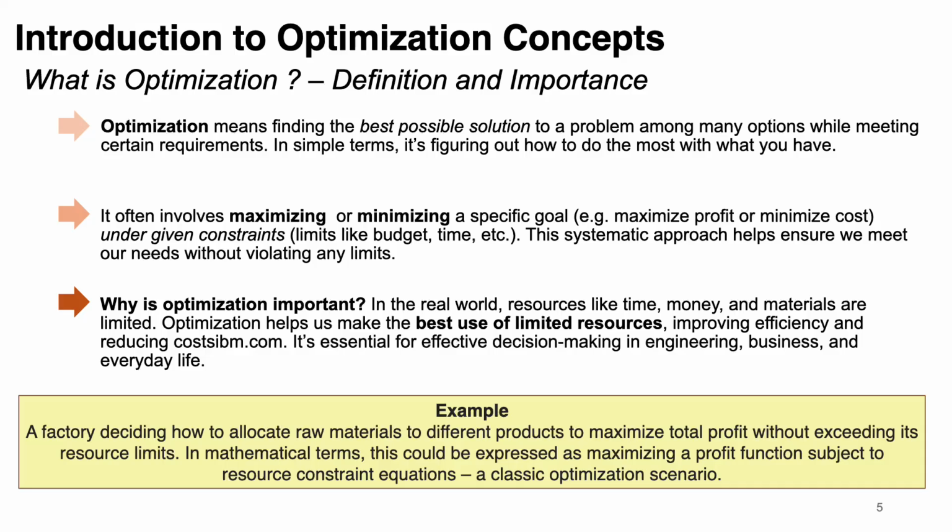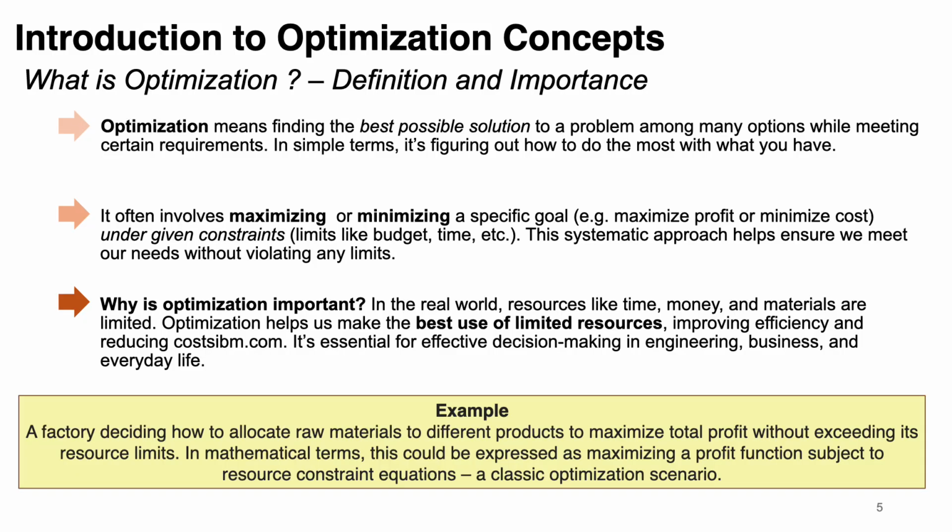This usually manifests in two ways. We are either maximizing something positive like total profit, output, or efficiency, or we are minimizing something negative like cost, waste, or risk. Why is this so vital? Because in the real world, we live in a state of scarcity. Time, money, raw materials, and labor are all limited. If we had infinite resources, we wouldn't need optimization. But because we don't, we have to ensure every dollar and every hour is used perfectly.